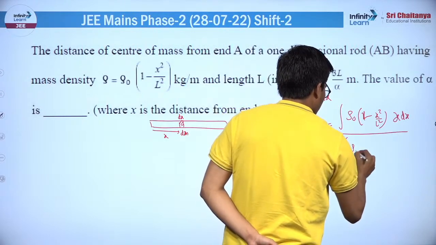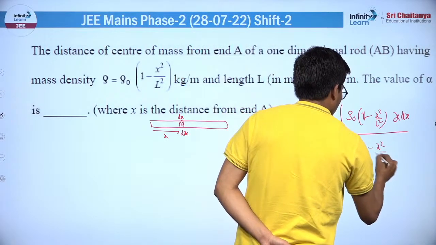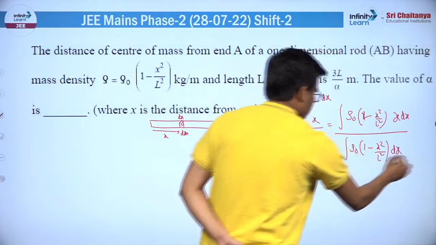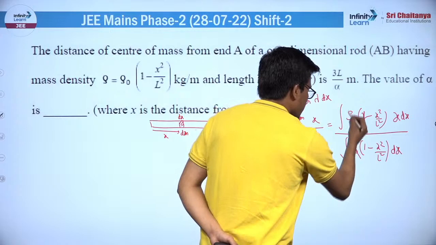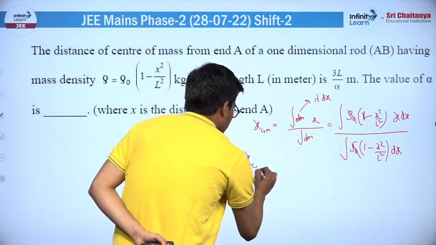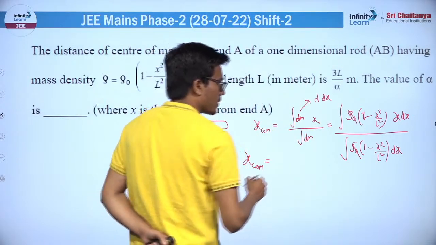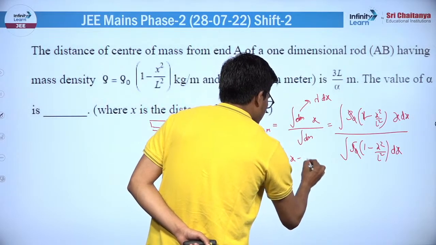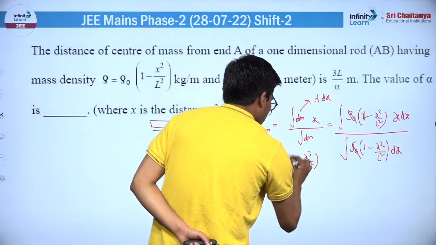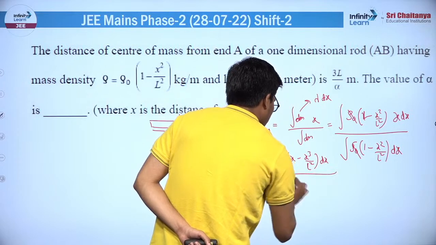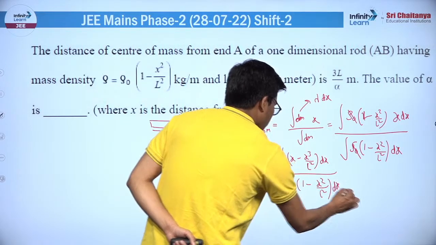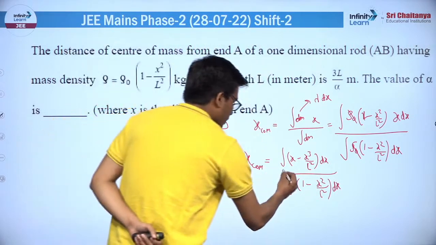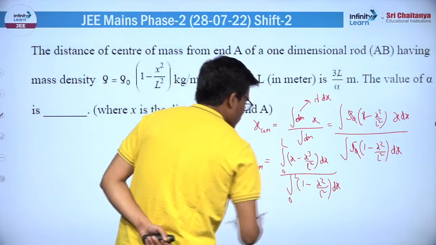In the same way here you can write lambda or rho into dx. Rho naught is constant, so you can take it outside, meaning it will get cancelled. So center of mass location will be the integral of (x minus x cube by L square) dx divided by the integral of (1 minus x square by L square) dx. The limits are pretty clear, we have to find for the total length, so 0 to L.